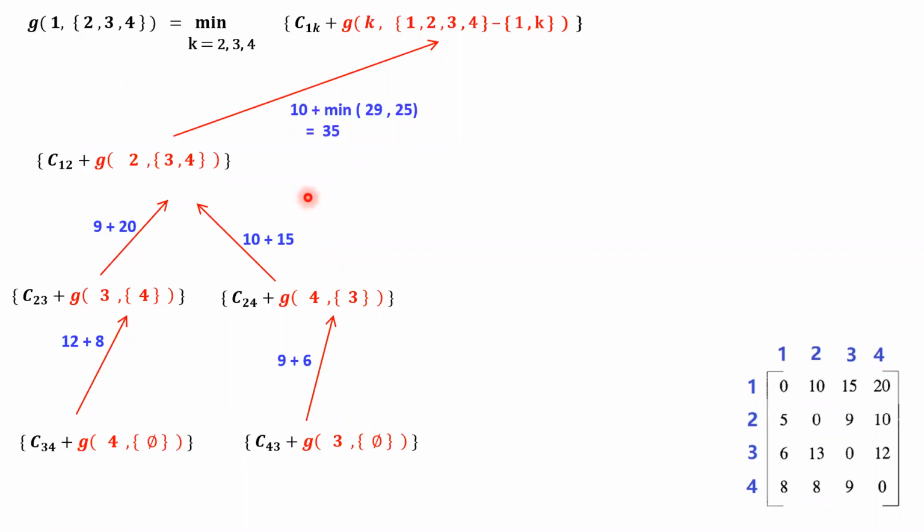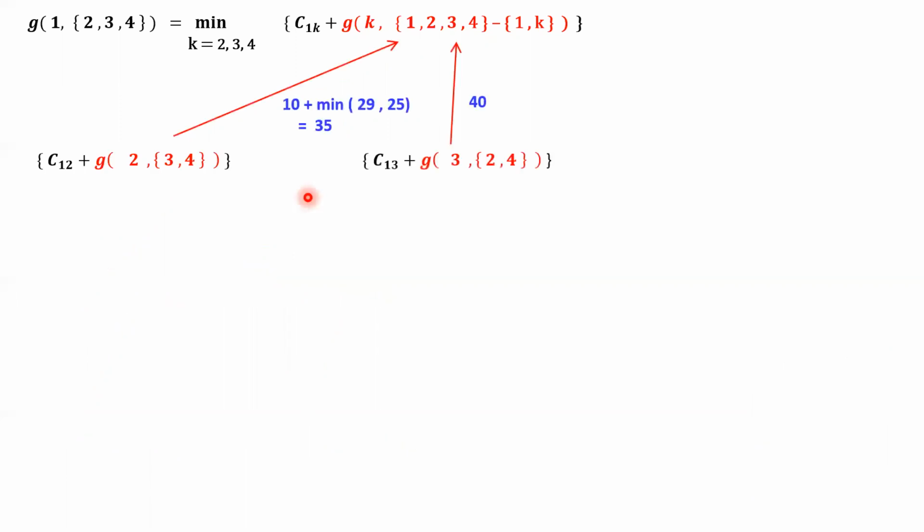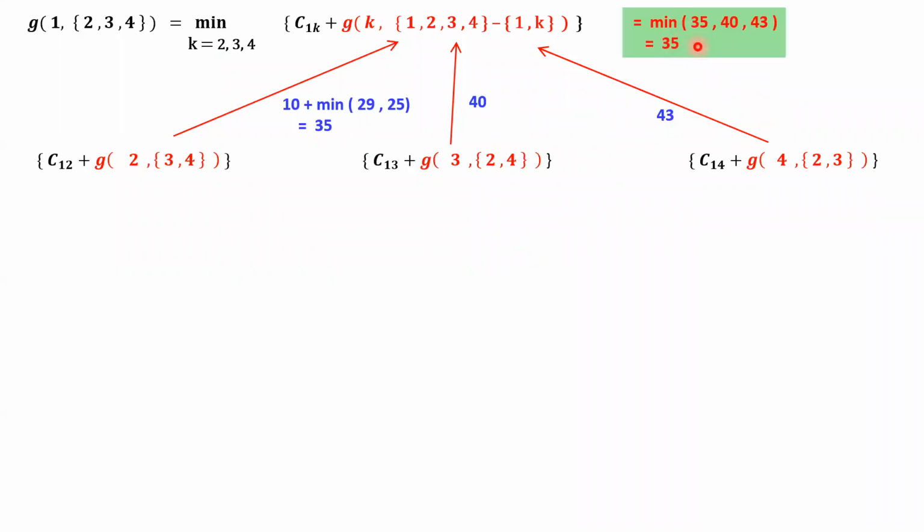Now you'll have to find the values for K is equal to 3. I have to find out, and the path length I have got is 40. In the same way, I have to find out the length of the path where K is equal to 4. And I have found out that it is 43. Now find out what is the shortest route of G, 1, 2, 3, 4. It is the minimum of these three values. 35, 40, 43. The minimum of these three values, which is 35.